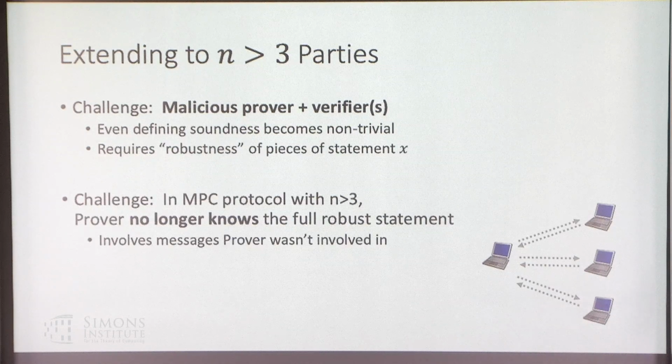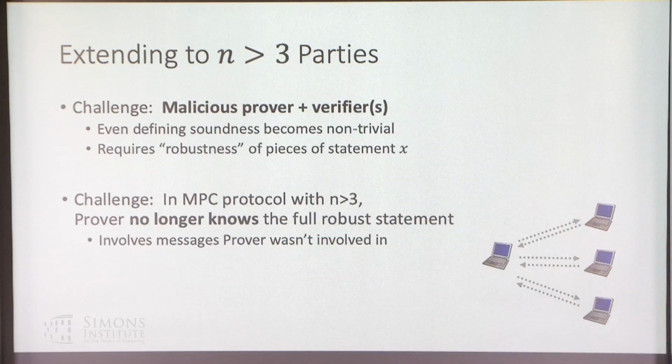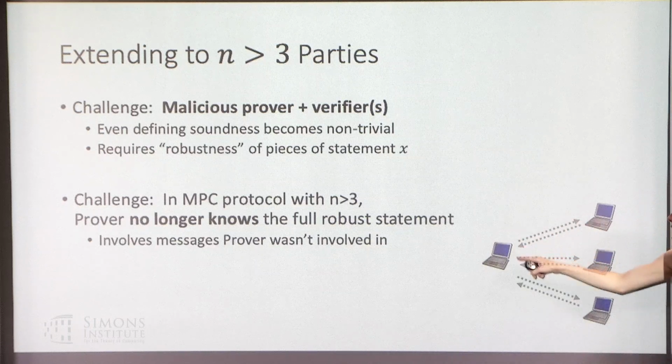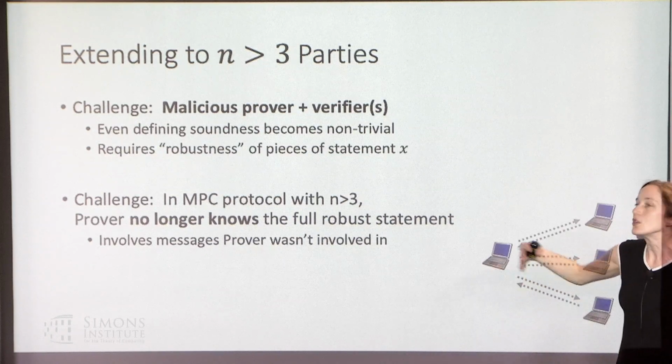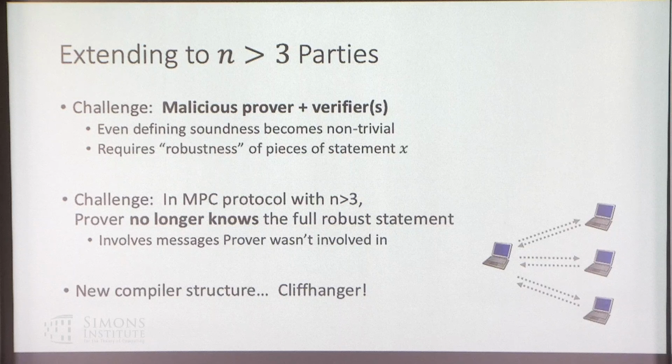Okay, so that's great. But because of this robustness requirement, this transformation becomes more tricky, because it's no longer the case that, as before, my statement X was just the messages going in and out here. At this point, this is not a robust statement. It only becomes robust if you also include messages going between the other people. So it's no longer the case that the prover even knows the full statement he has to prove something about. So here we end up using a different structure for the compiler. I'm not going to tell you about it, but feel free to ask me about it afterward.